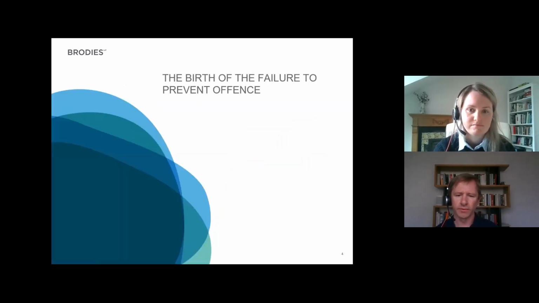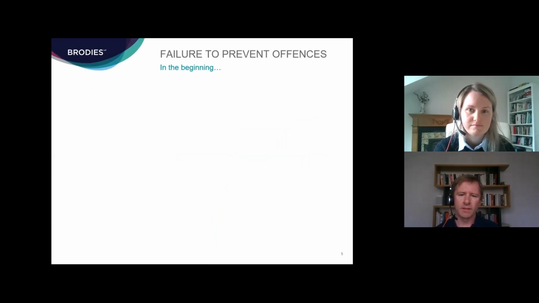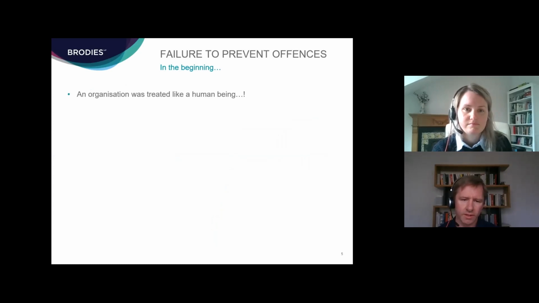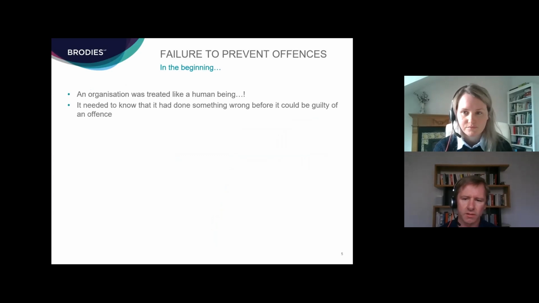So the birth of the failure to prevent offence. I think we need to go back. So in the old days, companies didn't need to worry about failing to prevent things from happening. They just had to avoid committing an offence themselves. And the background to this was that in the old days, an organisation was treated like a human being, and that meant there was a slightly artificial pretense of like a real live person.